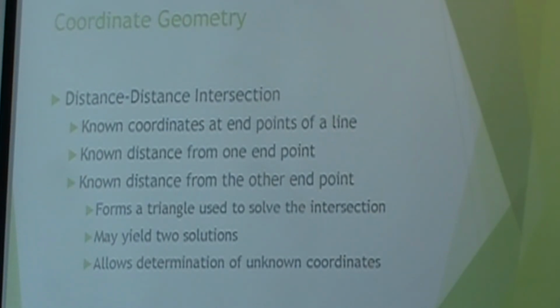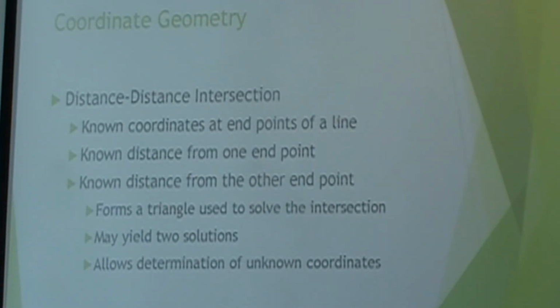So the last type of intersection we're going to look at is what's called a distance-distance intersection, also commonly referred to as arc-arc because you're swinging two arcs. So you have known coordinates at the endpoints of a line, and you have a distance from each endpoint, and again those would be your radius points essentially. Where your two arcs intersect will give you your solution point. So we can solve this by triangles.